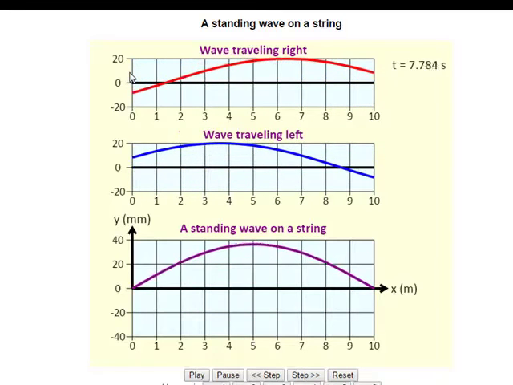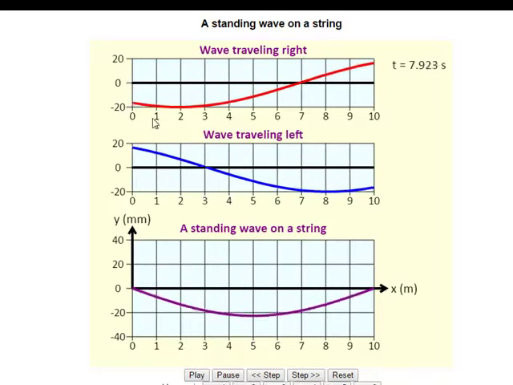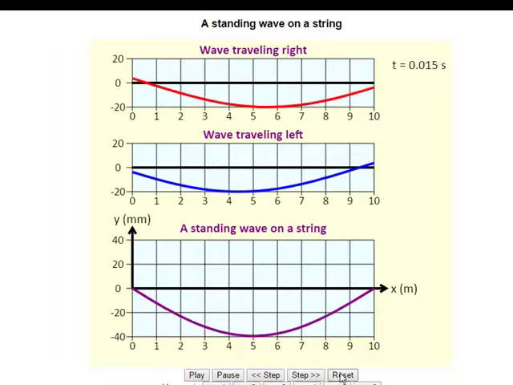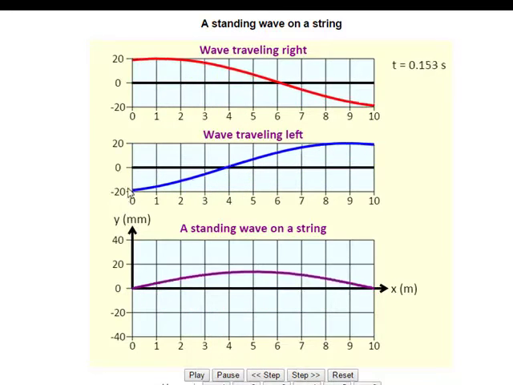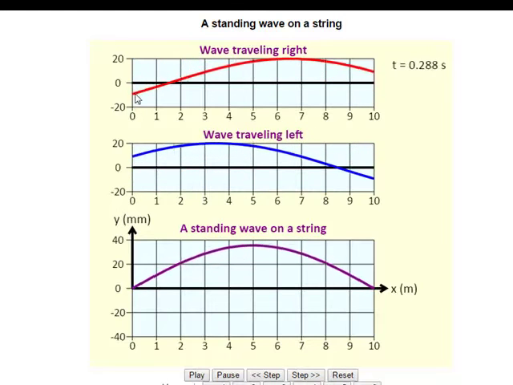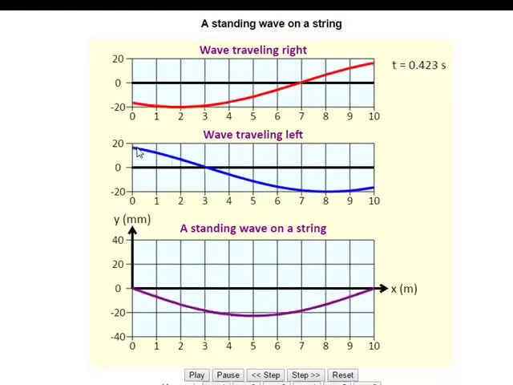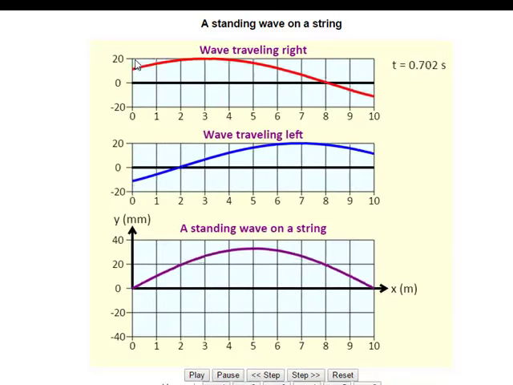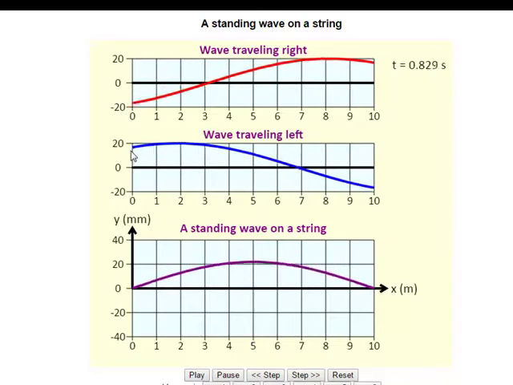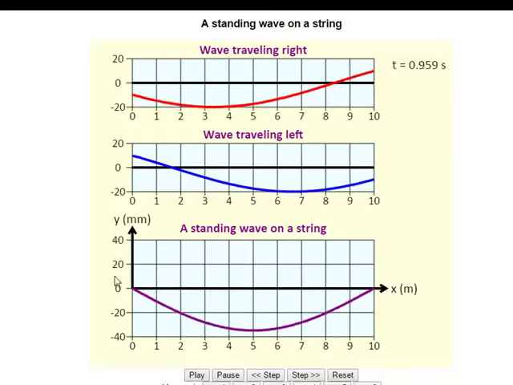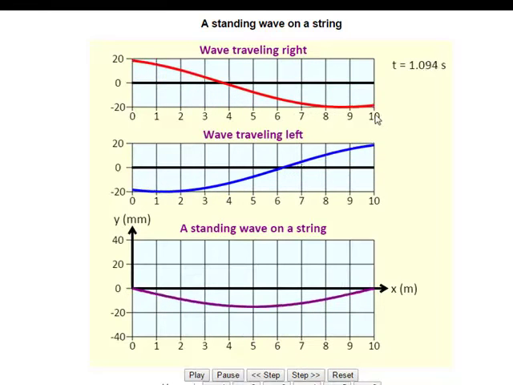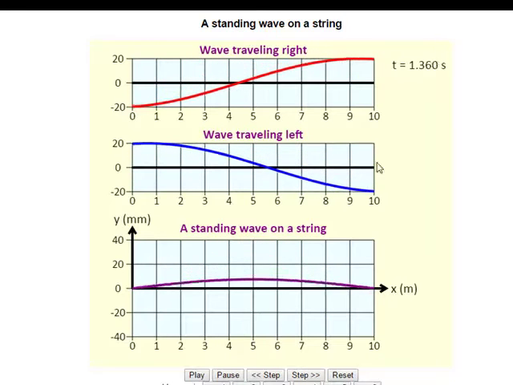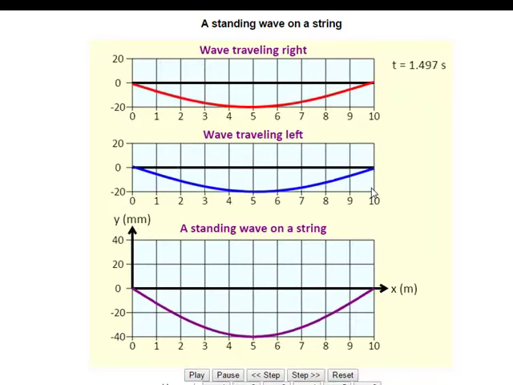Remember with waves we can add them together. Notice every time our red wave is positive, our blue wave is negative by the same amount. When they're both at 0, they're at 0. When our red wave is negative, our blue wave is positive. They're always exactly out of phase. One way of saying it is this is as much up as this is as much down, so they actually add to 0. And that happens on this right end as well. Whenever the red wave has a positive displacement, the blue wave has a negative displacement.